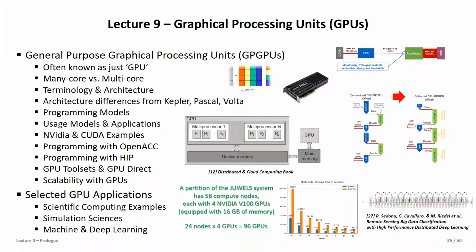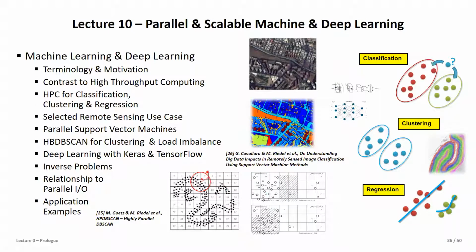So this is really high performance computing today. You go beyond one GPU, although the GPU inherently is already a many-core architecture, a many-core chip really, which already inherently does parallelization. So we have here parallelization on different levels, if you will. In lecture 10, we then think about parallel and scalable machine and deep learning a bit more, thinking about that this is, of course, a technology very attractive today.